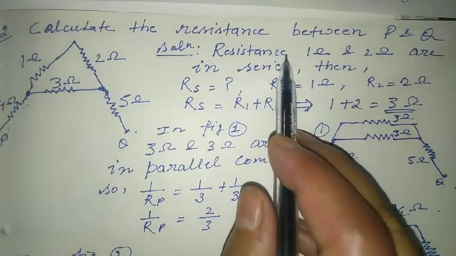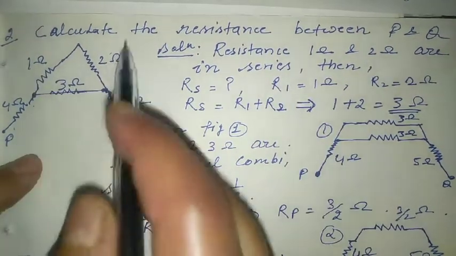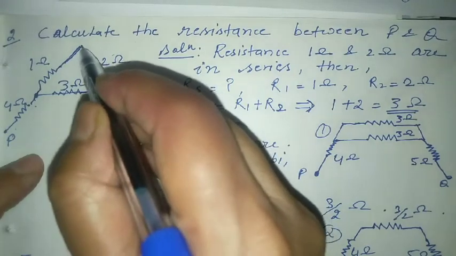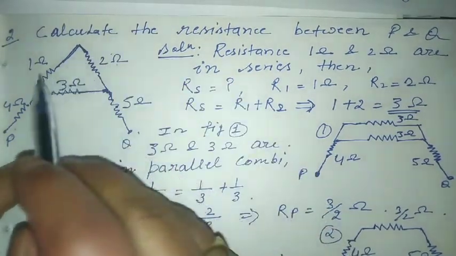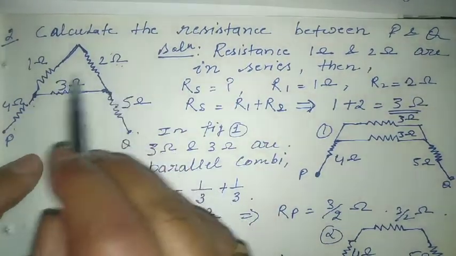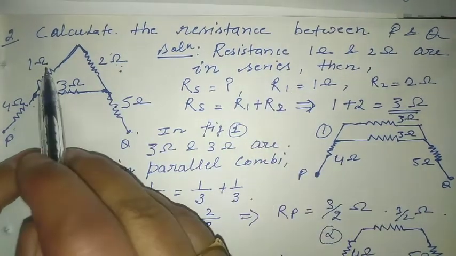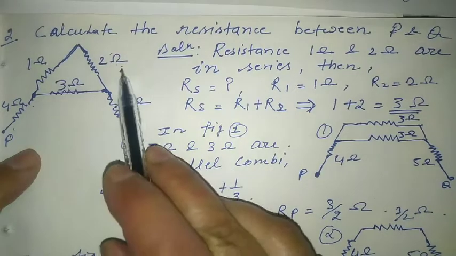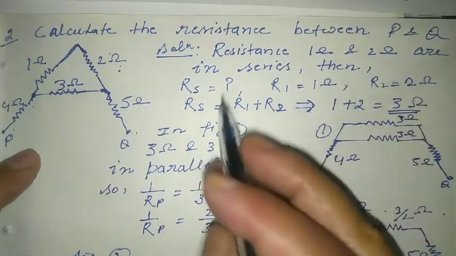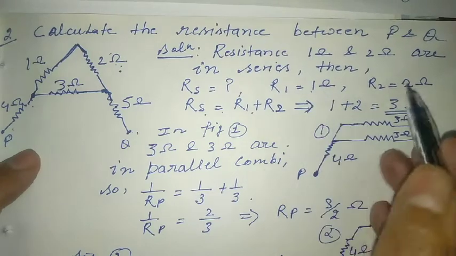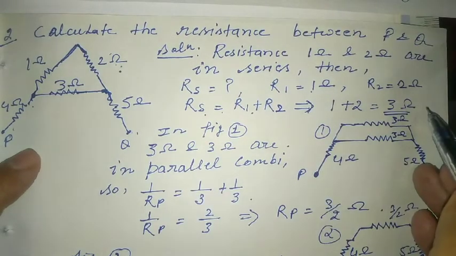First we will find the resistance of the 1 ohm and 2 ohm. They are connected end to end, one end to the other end. It means these two resistances are in series combination. Suppose R1 is equal to 1 ohm and R2 is equal to 2 ohm. Their series combination is R1 plus R2, so 1 plus 2 is equal to 3 ohm.